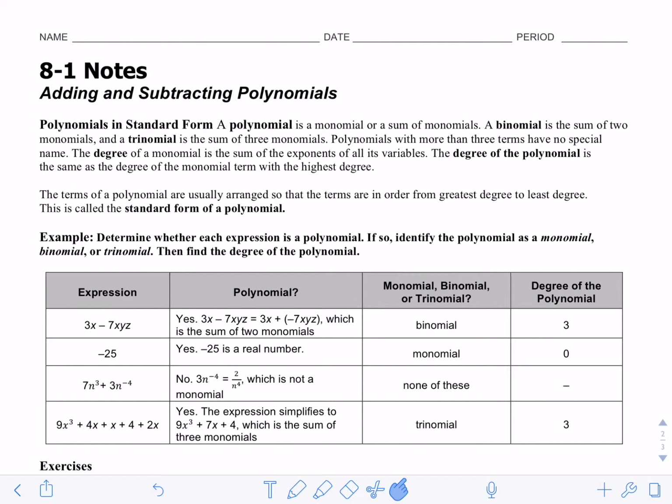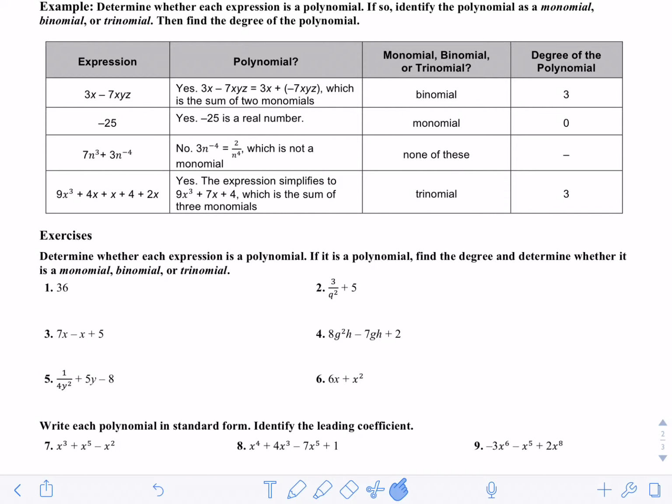Alright, so this is 8-1 notes. It's adding and subtracting polynomials. It's fairly easy stuff. So up here is a couple things if you want to read through it. There's a table here that you can look at if you don't understand or need more examples. So I'm going to dive right into the exercises.